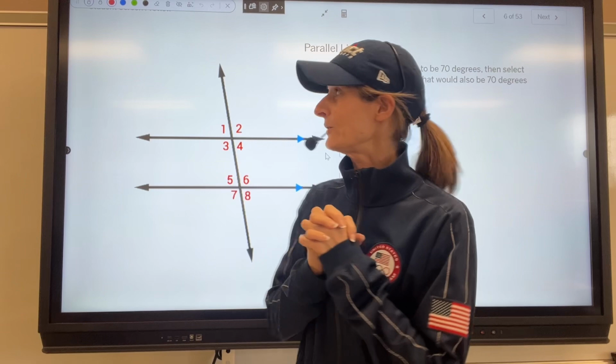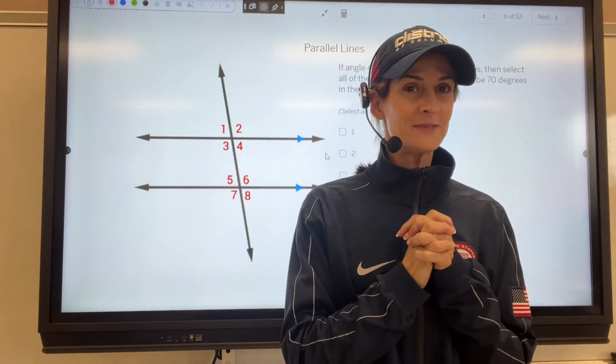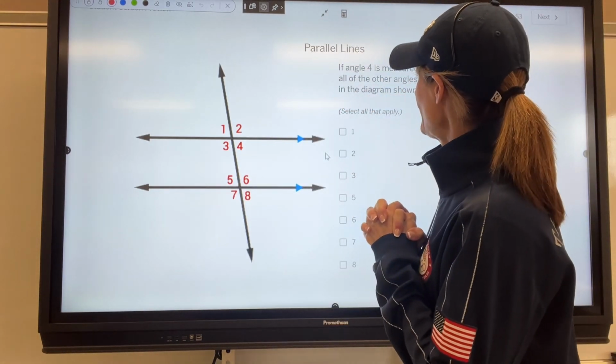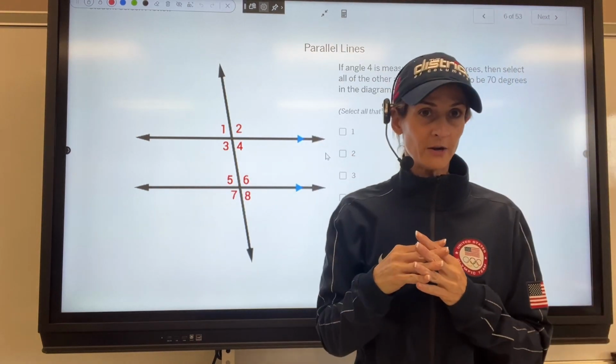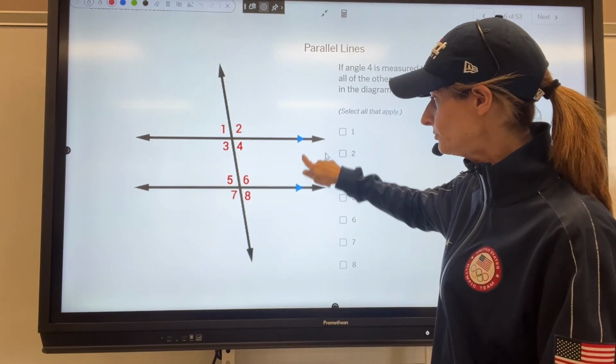We are going to learn about all the angle relationships today. We're going to start with, we are told these lines are parallel. We know they're parallel because of these little blue triangles right here.